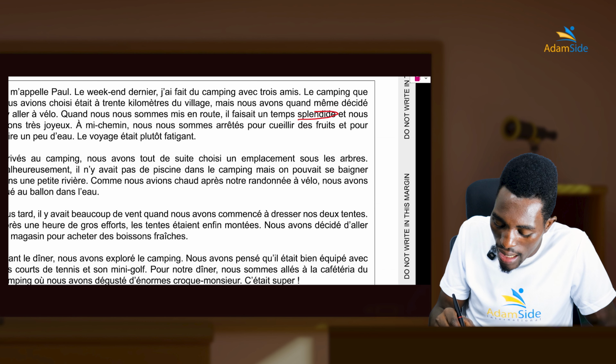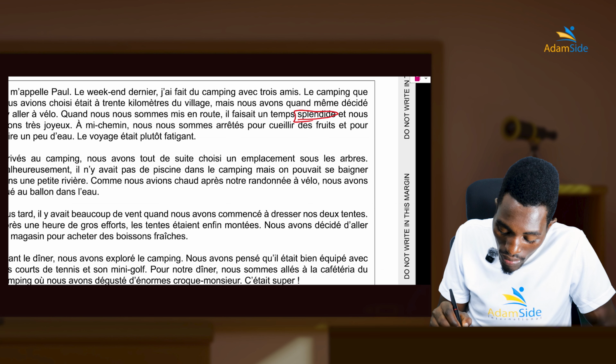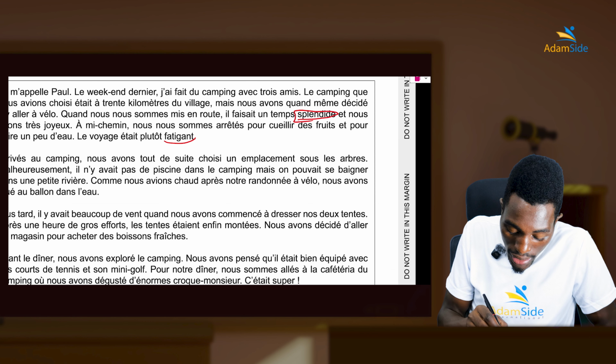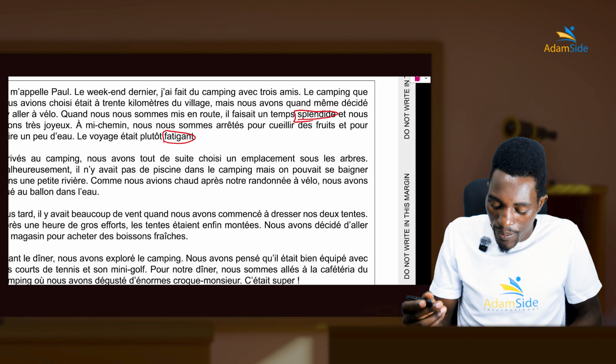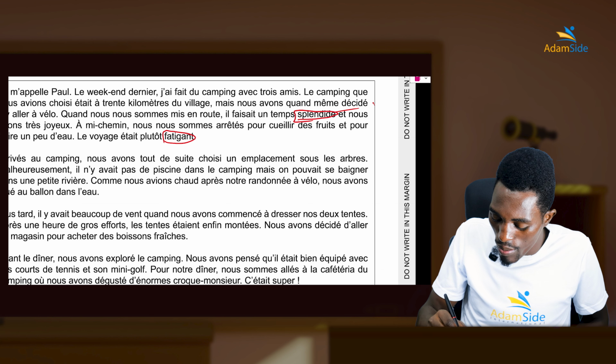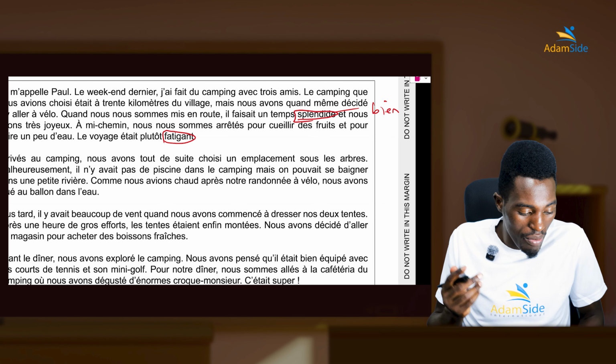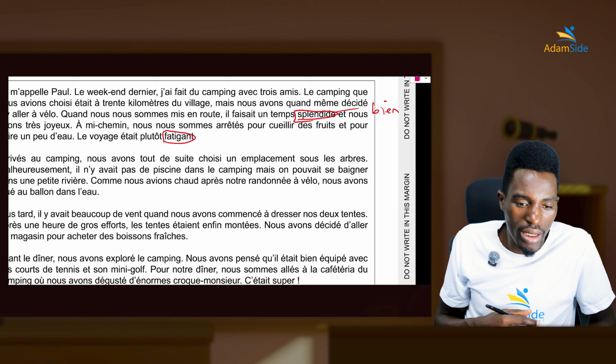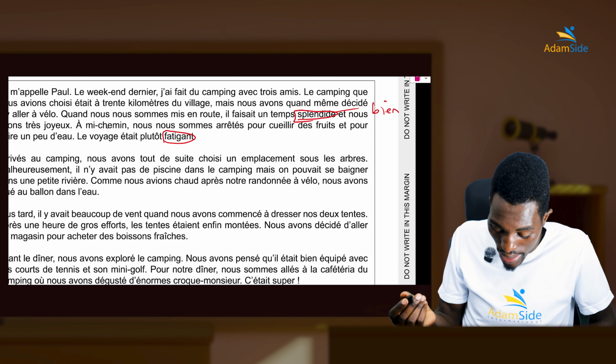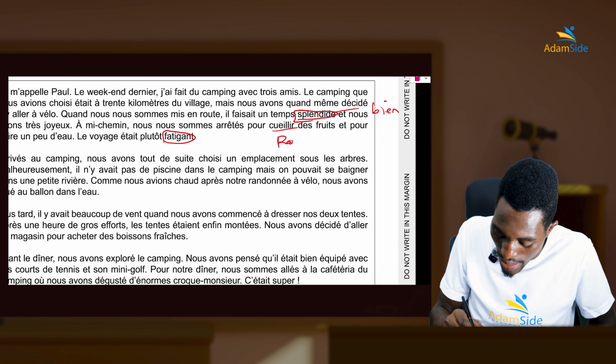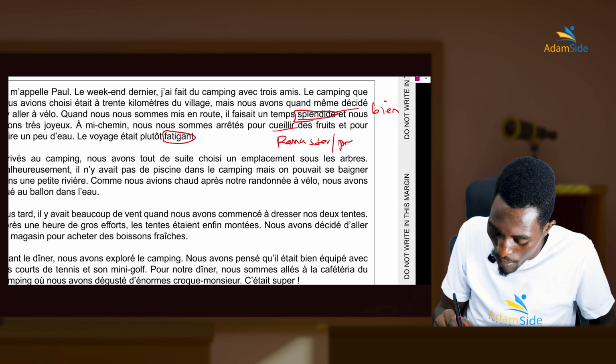So, I have to highlight maybe the vocabulary that I don't know. Like, fatigant is tired. Splendide, c'est-à-dire bien. Bien. Yeah, bien. Cueillir, c'est-à-dire prendre. Cueillir, c'est comme ramasser. Oui, comme ramasser. Ou prendre.